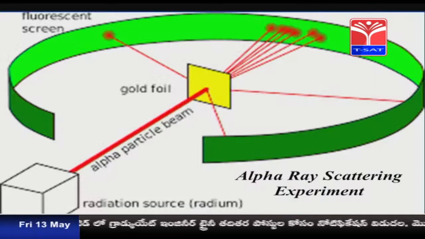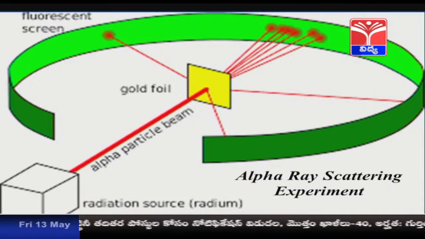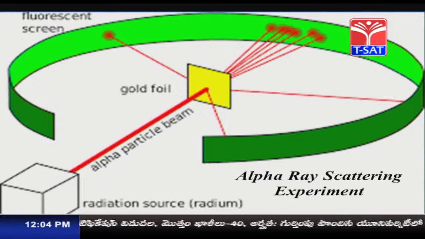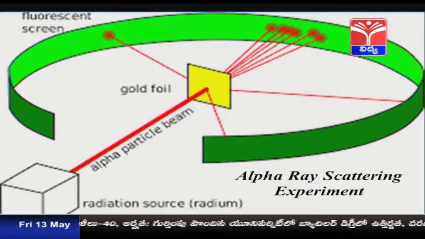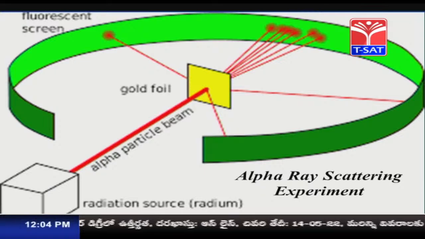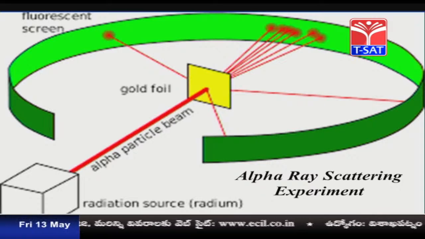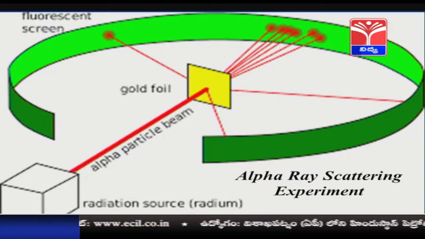Rutherford did the alpha ray scattering experiment. In his experiment he made alpha particles fall on a thin gold foil, and most of the alpha particles passed straight through the gold foil, very few alpha particles were deflected at certain angles, and out of 20,000 alpha particles one was bounced back.